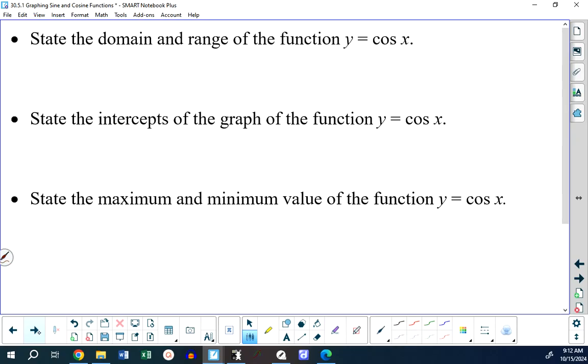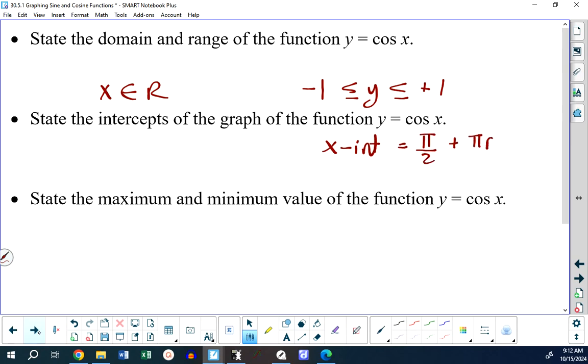Okay? So, what are the domain and range? Well, they're the same as the domain and range of sine of x. Domain is any real number. This graph extends indefinitely in both directions, left and right. And the range is -1 is less than or equal to y, which is less than or equal to +1. X-intercepts are pi over 2 plus multiples of pi. Maximum value is 1. Minimum value is -1.